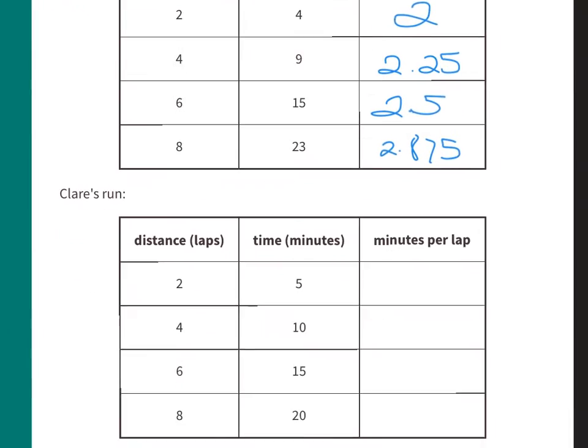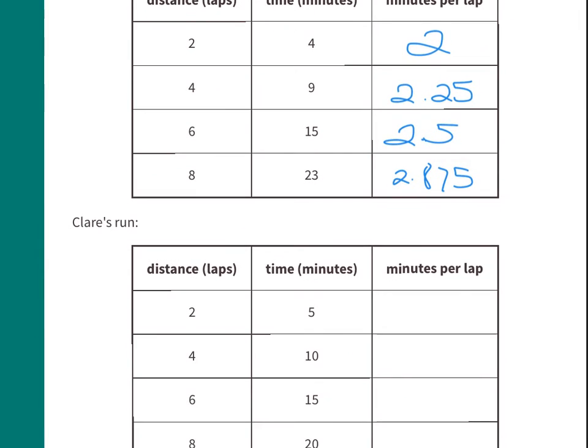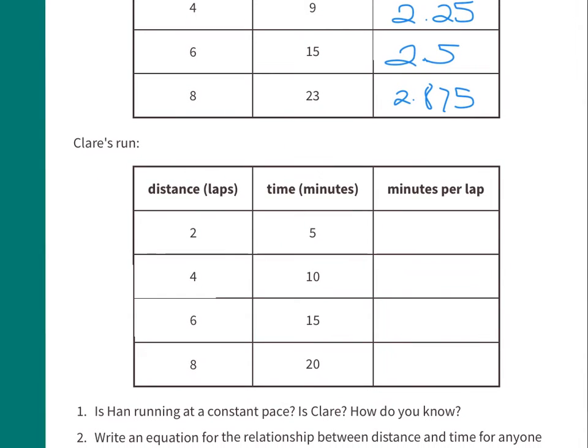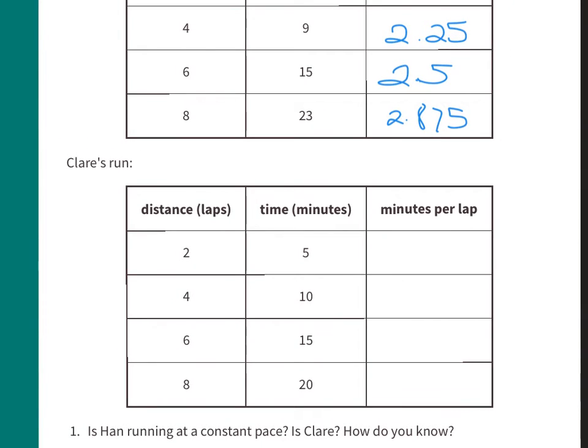All right, let's look at Claire. Oh, no, that was Han. Han was slowing down, so he was getting more tired. So let's look at Claire. 5 divided by 2, 2.5. 10 divided by 4, 2.5.